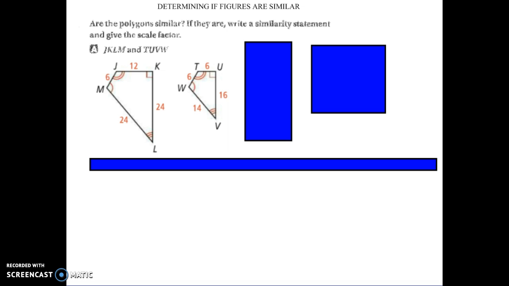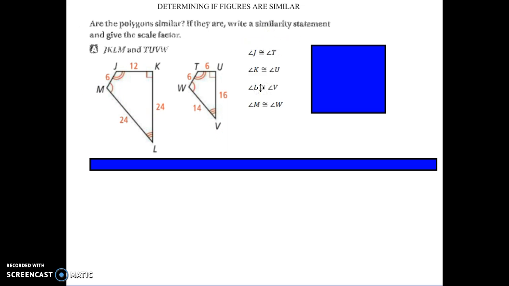And then our last thing we're going to talk about, and I have two examples for you, are determining if figures are similar. So again, they have to be the same shape. These two things are the same shape, so that's good. Then we have to find matching angles that go together. So let's see. J and T both have double arc marks. That's good. K and U are both right angles. That's good. L and V both have triple arc marks. That's good. And then M and W both have a single arc mark, which means that all corresponding angles are congruent. That's what we want from the angles.